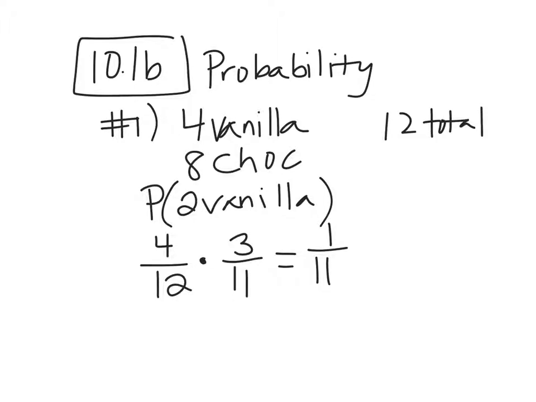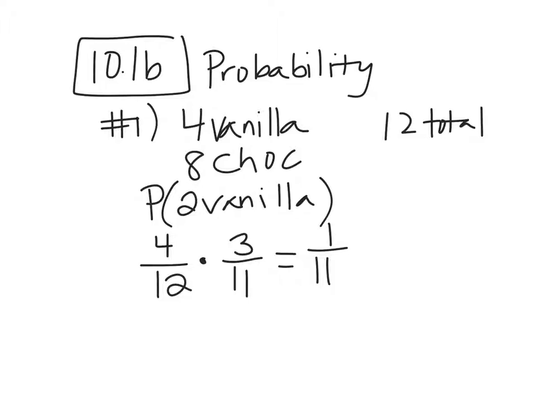That's not very good, is it? What is 1 divided by 11? Someone probably knows that in their head. It's like less than 10% chance that she's going to get 2 vanilla. That's small, huh? It's like 9% chance.